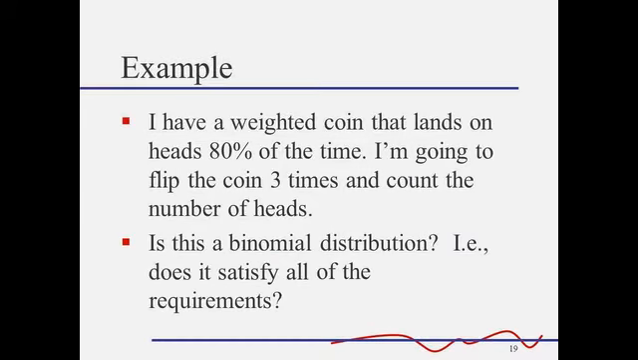Now let's suppose I have one of my brother's weighted coins, and this coin has a probability of 80% of landing on heads. I'm going to flip this coin 3 times and count the number of heads. Is this a binomial distribution? Yes, it is. We still have a fixed number of trials. We still have only 2 outcomes. The trials are still independent, and the probability doesn't change between trials. For all the trials, the probability of success is 0.8. So this is a binomial distribution.